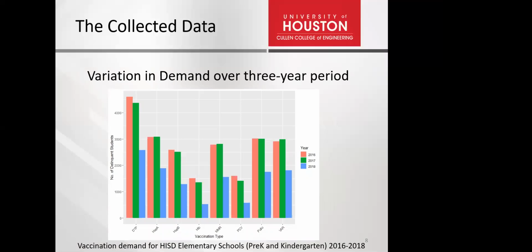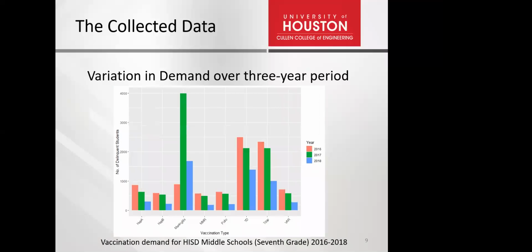Next, we did a small analysis on the variation in the demand for these vaccinations. For example, if we look at the elementary school for these 8 different kinds of vaccinations, we see there is a great variation in the demand. Similar variation is also seen at the middle school zone level. And we see that for these 8 different types of vaccinations, the demand in the years 2016, 17, and 18 is very variant. So this adds another challenge to accurate demand prediction. That is, we cannot use 1 year of data to predict the demand for another year.